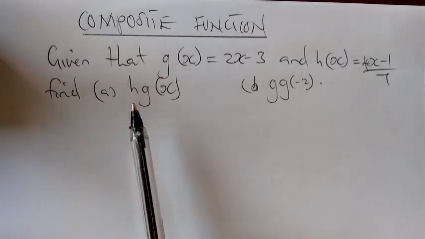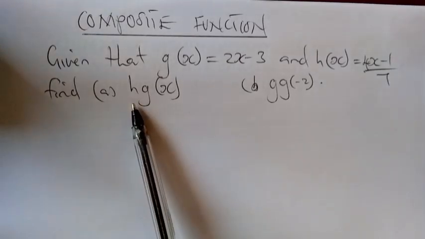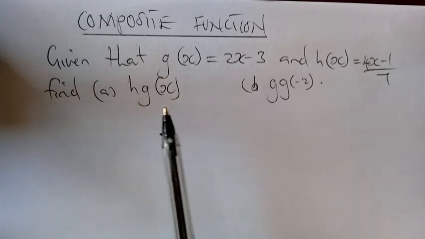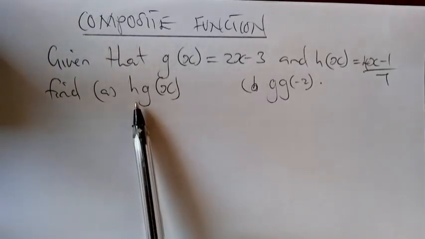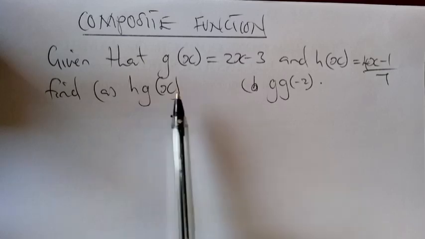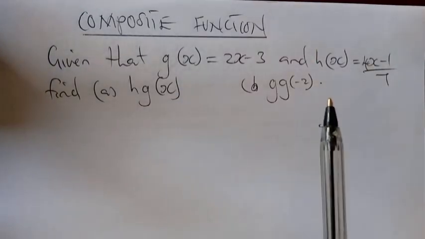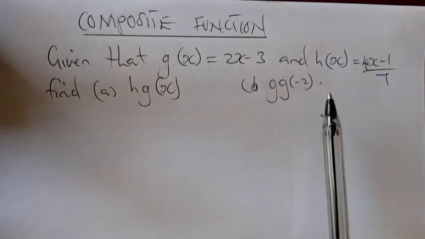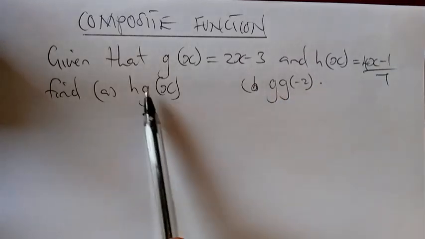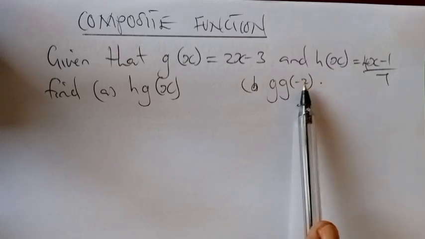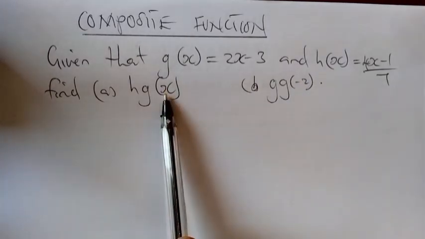A composite function is where more than one function is used in a question. Like in this question here, we are going to look for the function hg of x, and in the other one we are going to look for the function g of minus 2. So these two questions, the difference is that in here we have a number and here we have letter x.